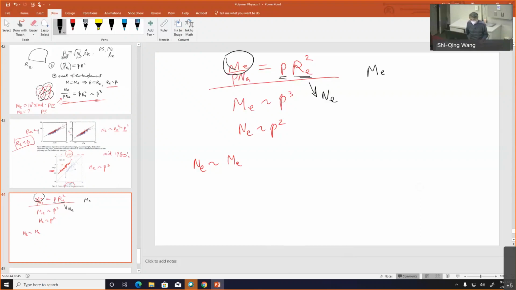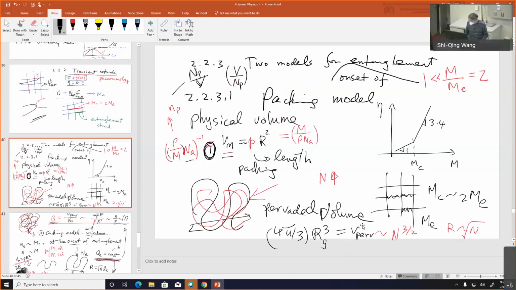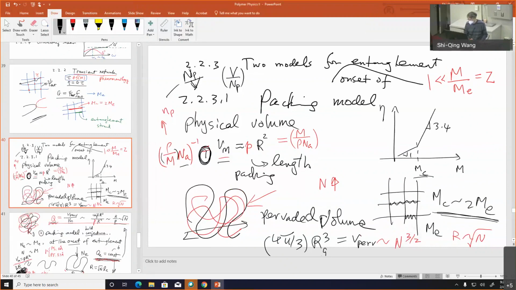In principle, let me just try to tease you a little bit, to give you a sense of what's going on. In principle, if I take this relationship, I can say, oh, I know how to determine ME. I can just determine what is MC, right? For all different polymers. I tell you, that's a very laborious job.